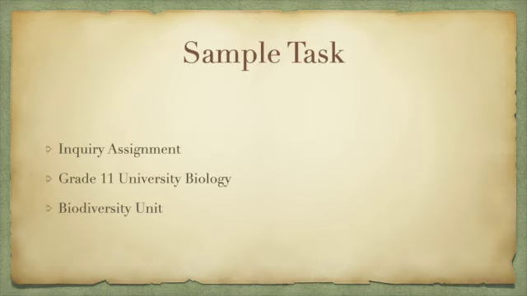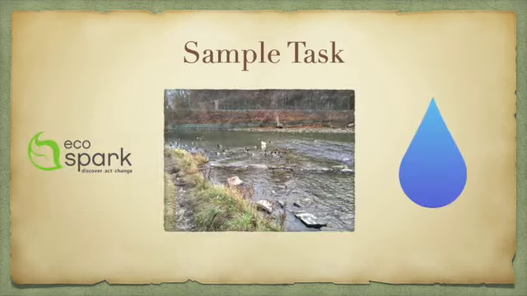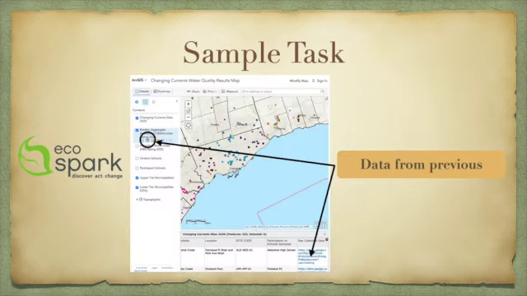The complex task that will be used for this sample is one of my grade 11's inquiry tasks from their biodiversity unit. In past years, my students have participated in the EcoSparks Changing Currents program, in which they assess the benthic biodiversity of a local river in order to infer if the water quality was impaired or not. Due to COVID, we could not do this study.